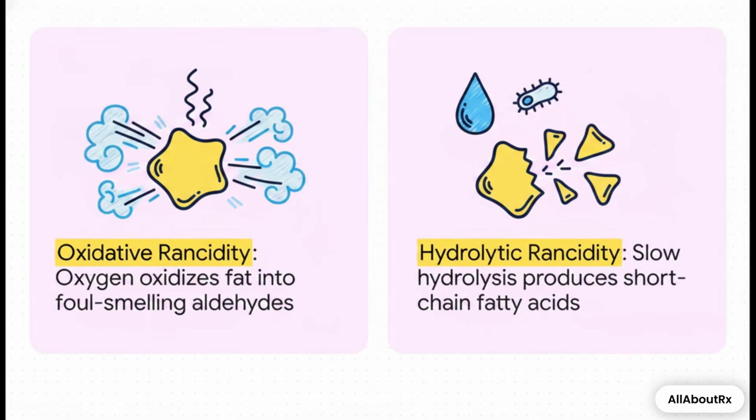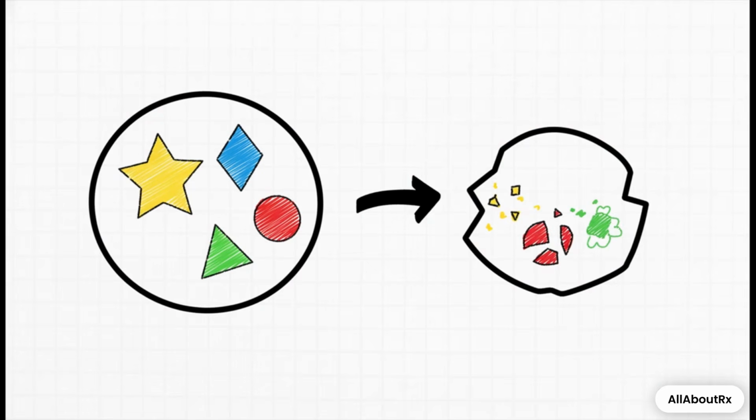Finally, let's talk about a real-world headache, rancidity. When fats are left standing in contact with air at room temperature, they eventually spoil. Oxidative rancidity happens when atmospheric oxygen actively oxidizes the fat into these really foul-smelling aldehydes. This is exactly why we use antioxidants like vitamin E to prevent that oxidative spoilage. On the flip side, hydrolytic rancidity is a slow hydrolysis that produces short-chain fatty acids, and that results in a distinctly bad taste.